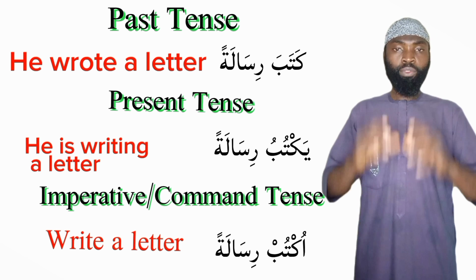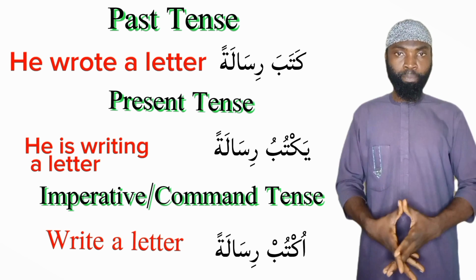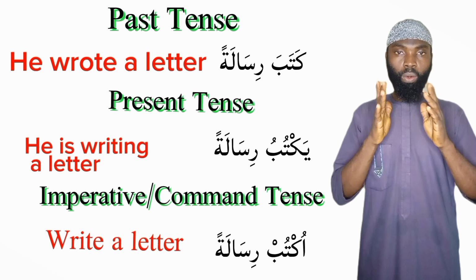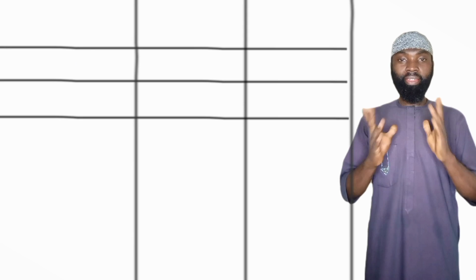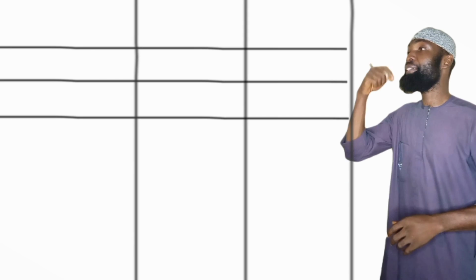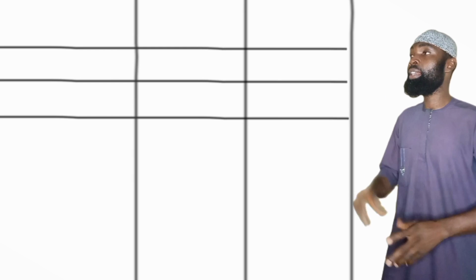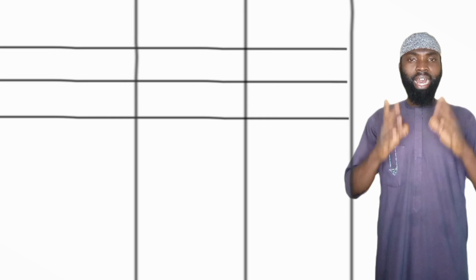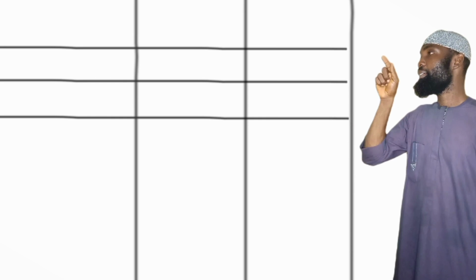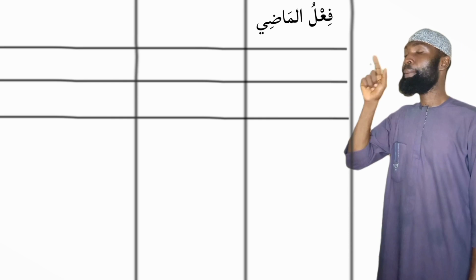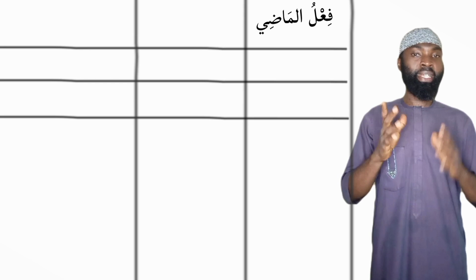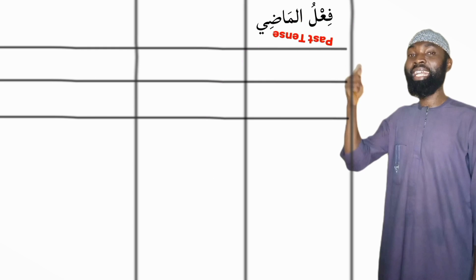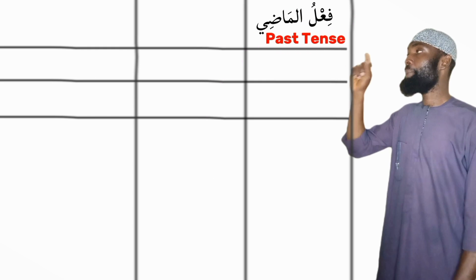MashaAllah. So today we are going to be taking the basic form of the Arabic words, that is the three-letter words. We have come up with a table to help simplify and ease the understanding of this topic, the tenses of the Arabic verbs. And this table begins with fi'lul madi. Fi'lun simply means verb. Al-madi means past. Fi'lul madi, the verbs in their past tenses.